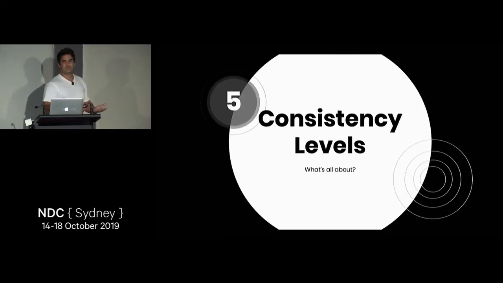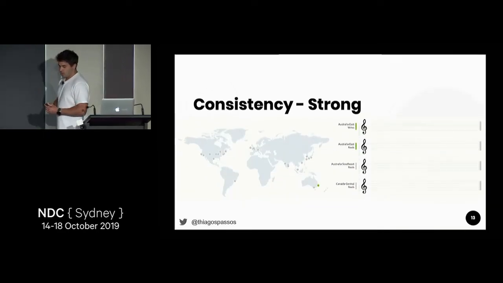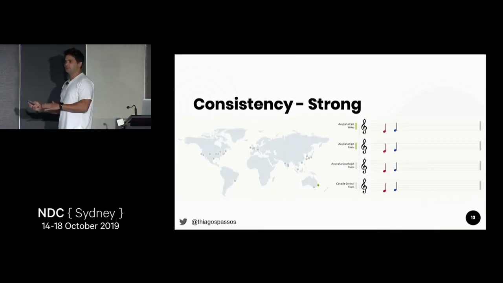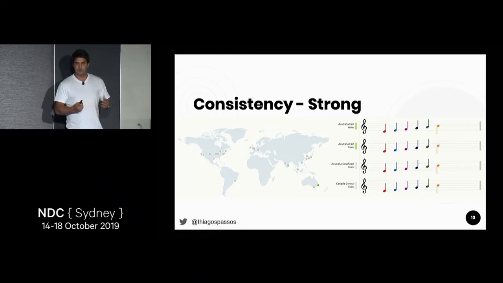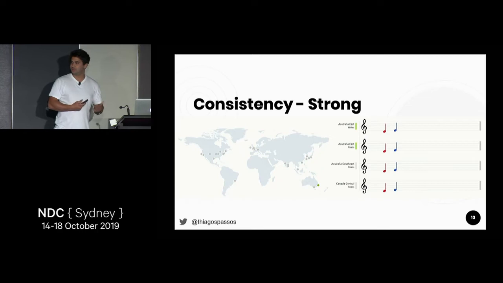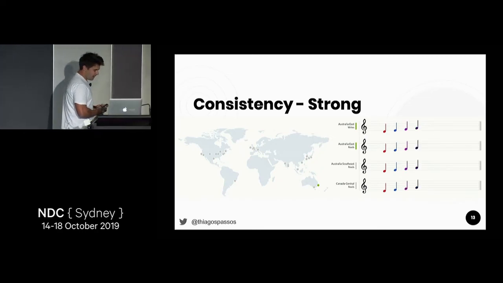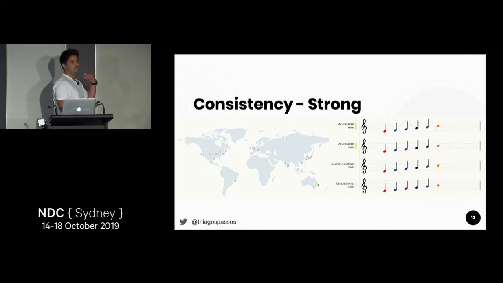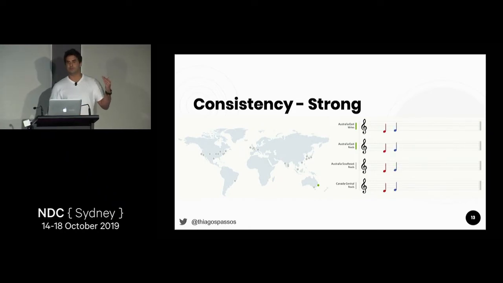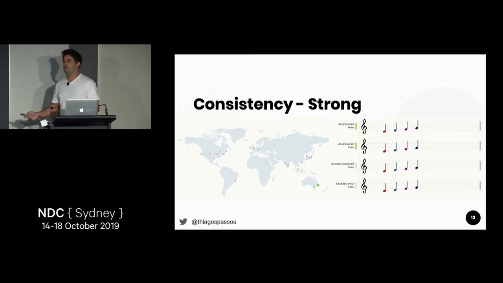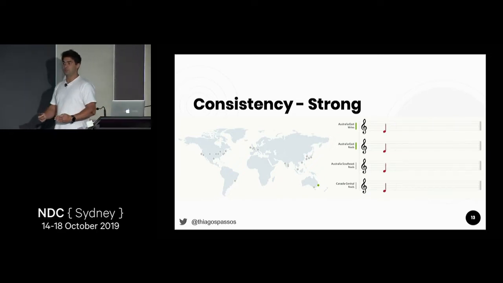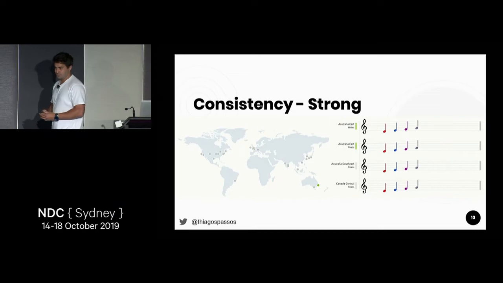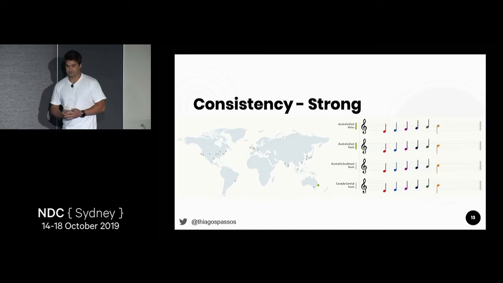So what about the consistency levels? What's that about? Cosmos DB has 5 consistency levels, starting from strong. And strong, obviously, is the most expensive one. What that means is when you write something in your write region, all the read regions will have the data immediately with no delay, or with virtually no delay. So that's the strongest one.